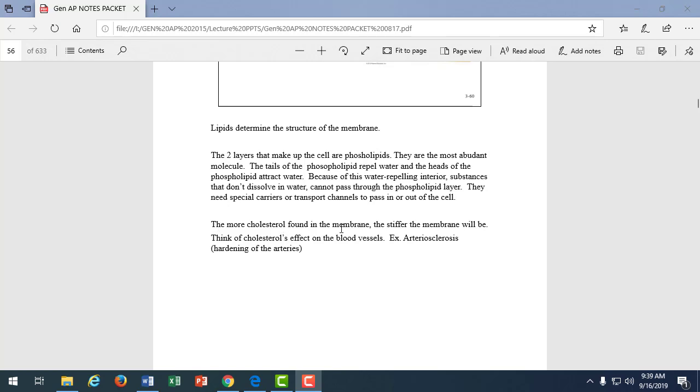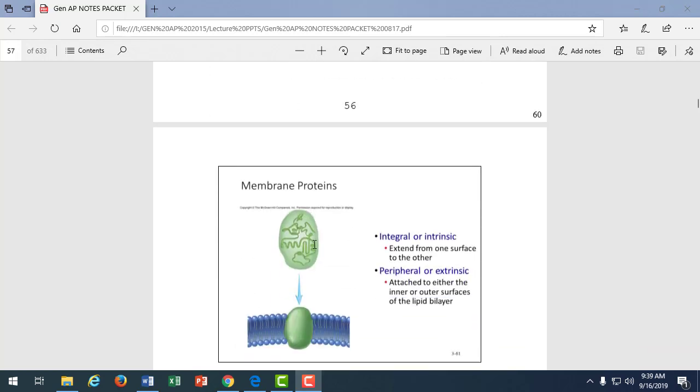So the more cholesterol found in the membrane, the stiffer the membrane will be, and that's okay, but we know that we don't need too much cholesterol in our diet because it stiffens our blood vessels and makes them less elastic and can actually narrow the inside of our blood vessels, and that's a big reason for heart attack, stroke, and high blood pressure, is too much cholesterol in the diet from animal products like high-fat dairy like cheeses and meats. So we have to be careful with our cholesterol intake.